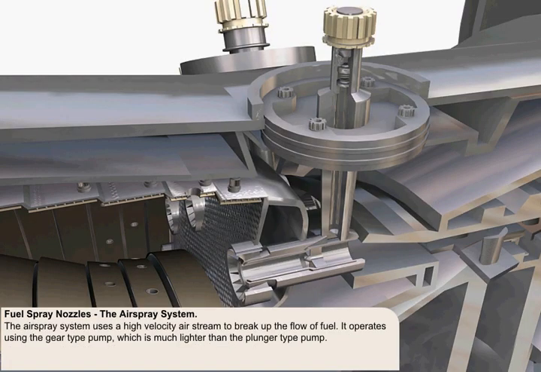The air spray system uses a high-velocity airstream to break up the flow of fuel. It requires only relatively low fuel pressures, and can therefore operate using the gear-type pump, which is much lighter than the more sophisticated plunger-type pump.